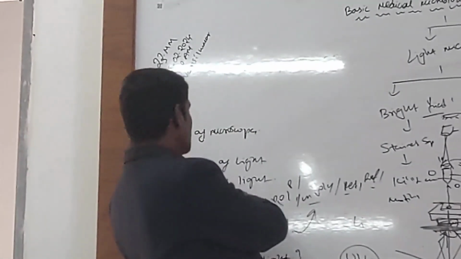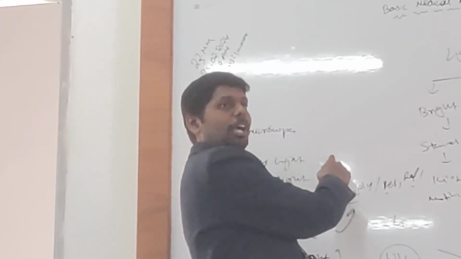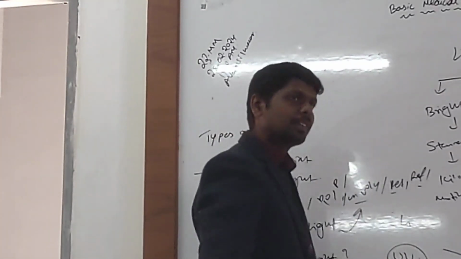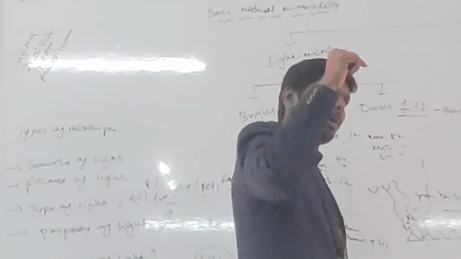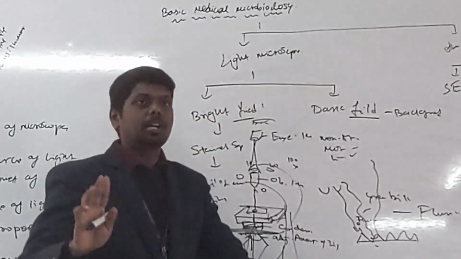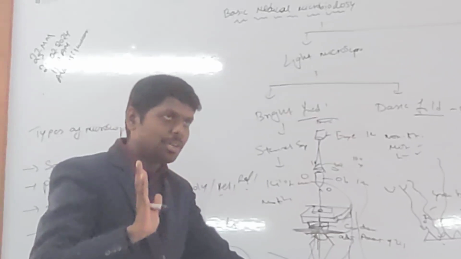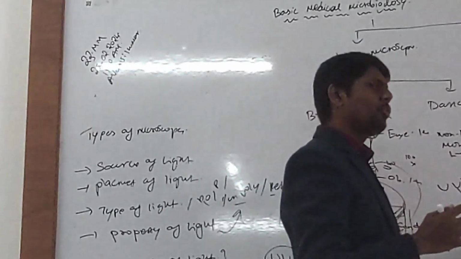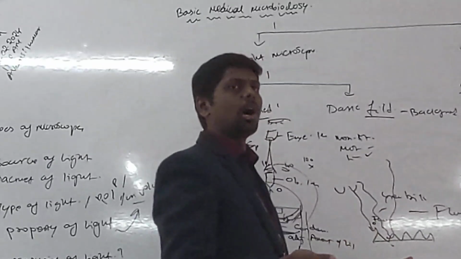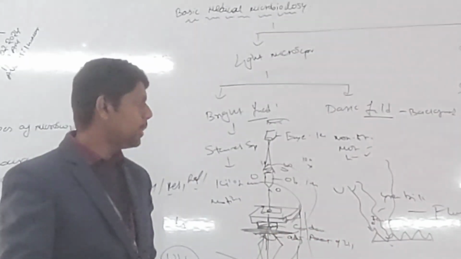So now we understood placement of light and type of light. Okay? In UV microscope, the light is on the top of the specimen, not in the bottom. Now we understood. Am I right? And what is the purpose of UV light? To study the fluorescent microscopy, fluorophore components. That is the idea of UV light.